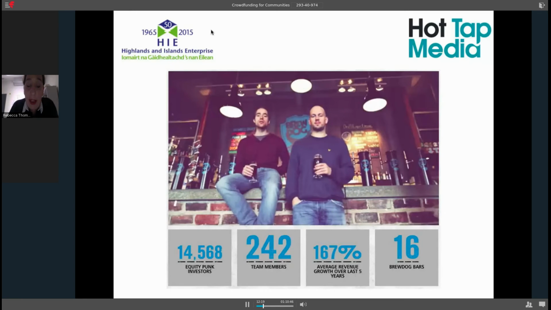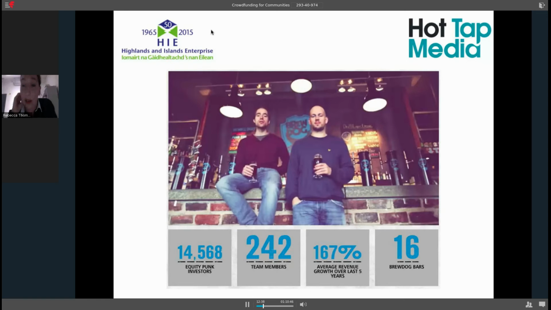So crowdfunding globally is huge business. $3 billion is made per year across the world. And as you can see from this graph here, there are some key areas of the world that are more interested in crowdfunding than others.